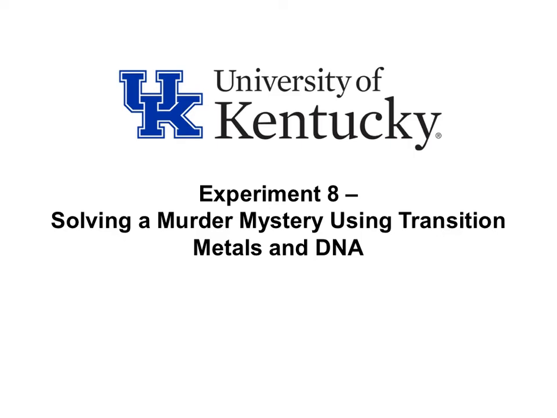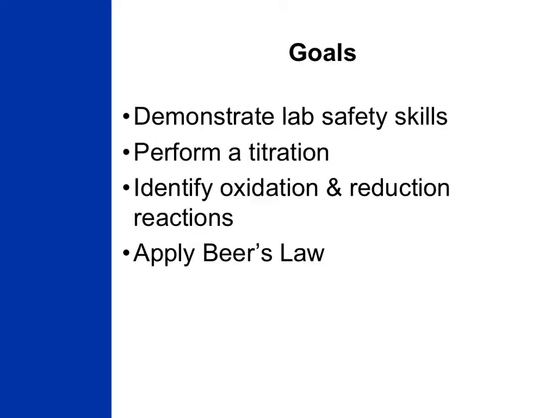In this experiment, we'll explore a series of redox reactions that occur with a transition metal and DNA monomers. As we do each week, we'll emphasize aspects of lab safety and continue wearing appropriate PPE while working in the lab. We will explore oxidation reduction, or redox, reactions using transition metal chemistry and color changes by applying Beer's law.